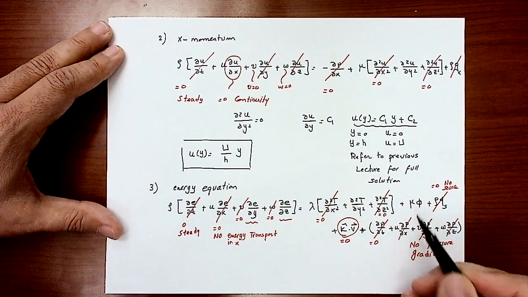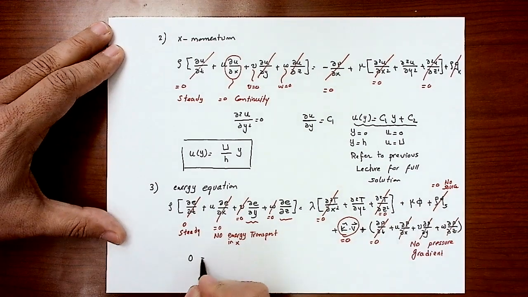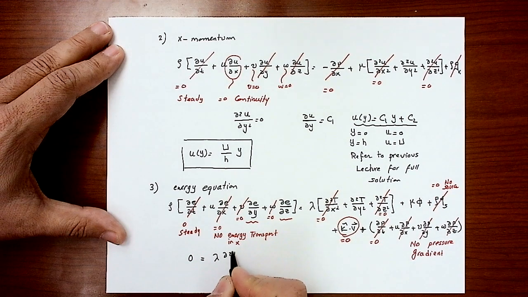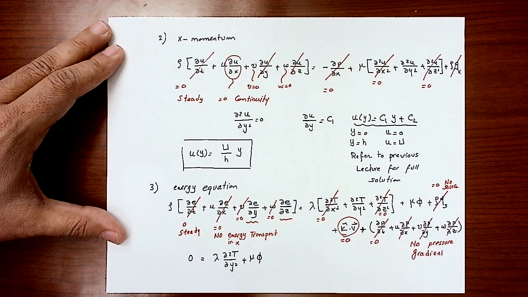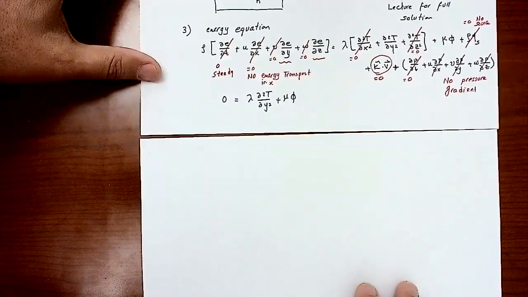So I'm going to end up having lambda partial 2T by partial y squared. That's one term plus mu phi. So I will have 0 equal to lambda partial 2T by partial y squared plus mu phi, where phi is the dissipation function. Let's write down the dissipation function and see how it's going to be simplified.